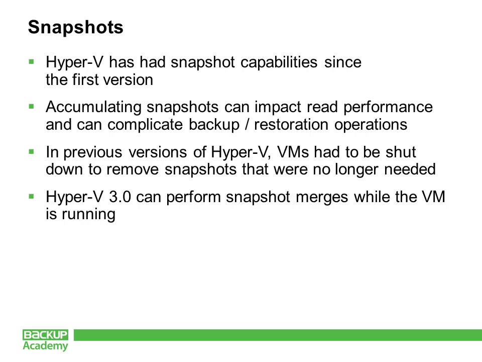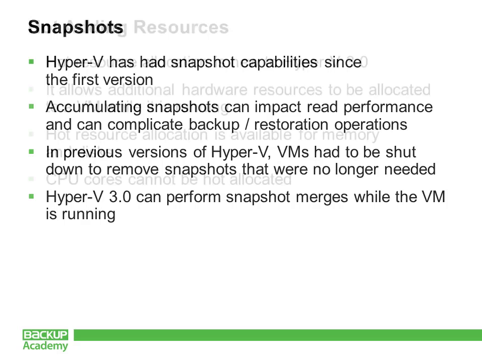But in HyperV 1.0 and 2.0, you had to actually shut down the virtual machine before you could do that. Now in HyperV 3.0, you don't have to shut down the virtual machine to do snapshot maintenance anymore. You can actually merge snapshots while the virtual machine is running. So that's a very welcome change to HyperV 3.0.